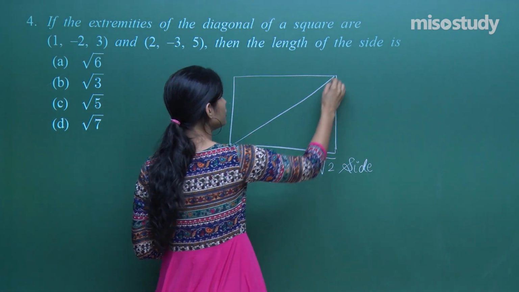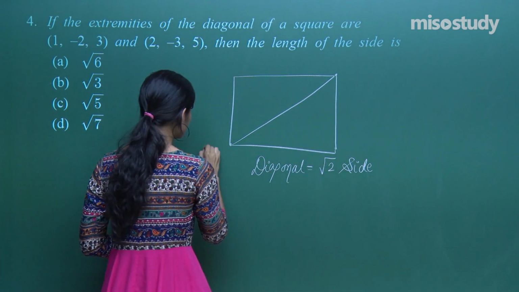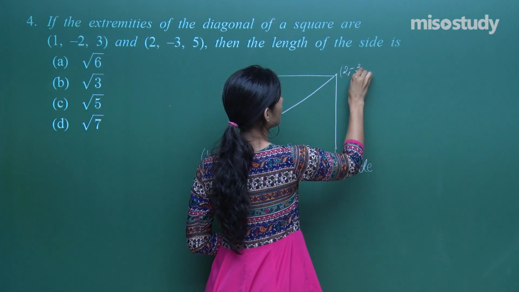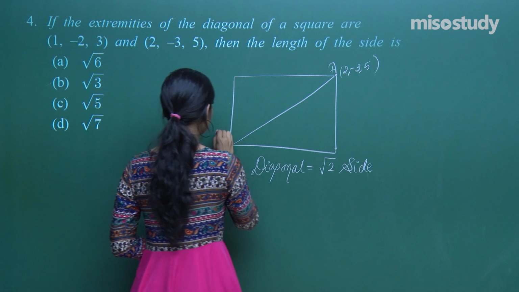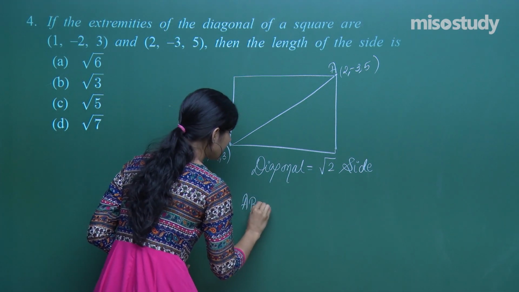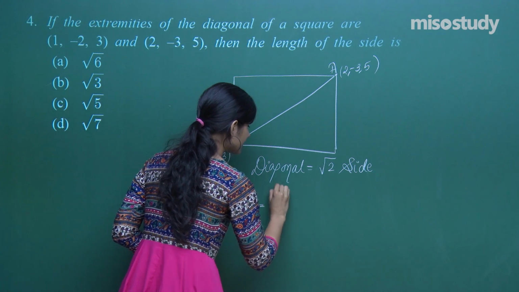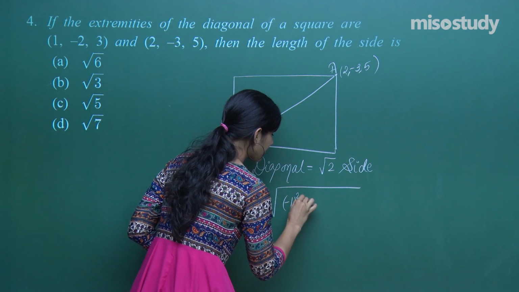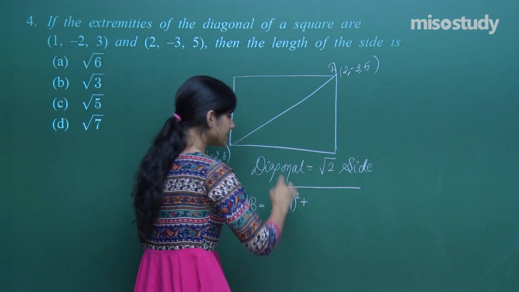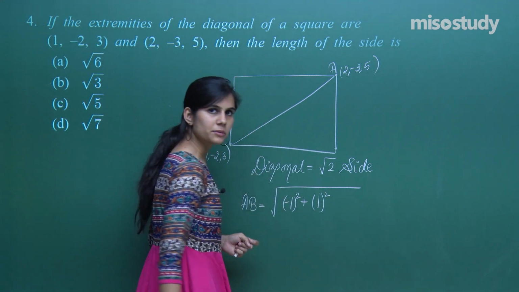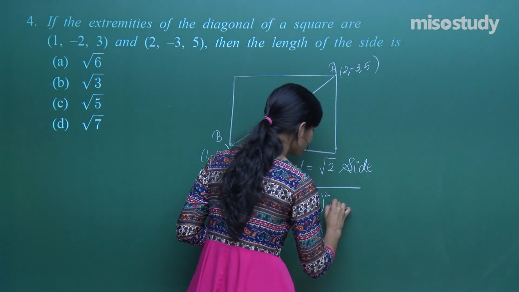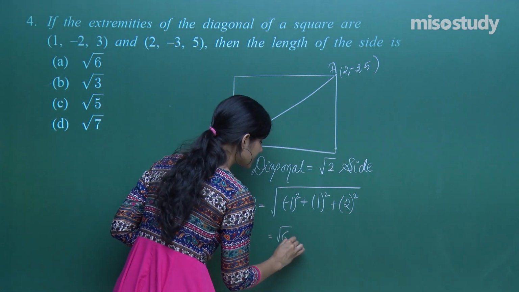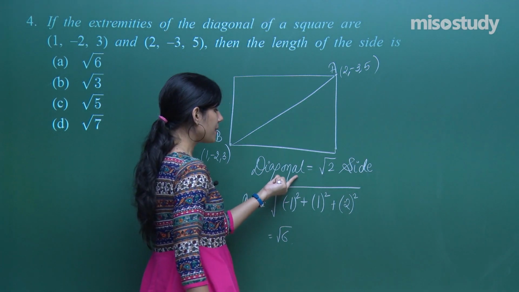Now see, the extremities are given to you. What are they? 1, minus 2, 3 and 2, minus 3, 5. So if I say this is A, this is B, what is AB? That is the length of the diagonal of the square. It is under root 1 minus 2 whole square plus minus 2 plus 3, minus 2 plus 3 means 1, whole square plus 3 minus 5 whole square. So this gives you root 6. Diagonal's length has come out to be root 6.